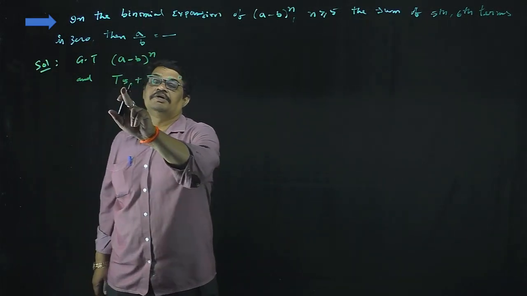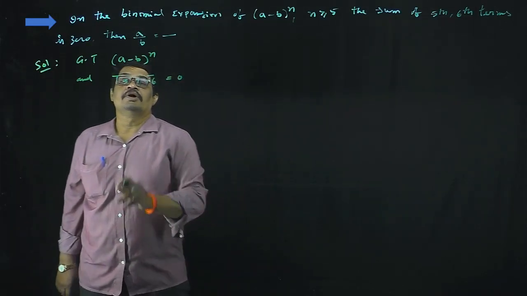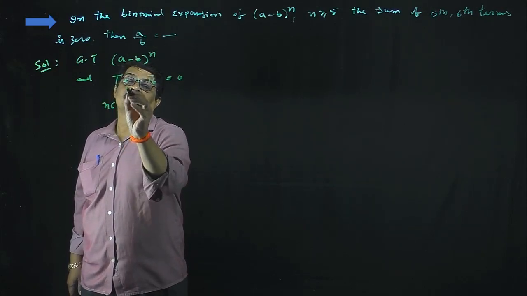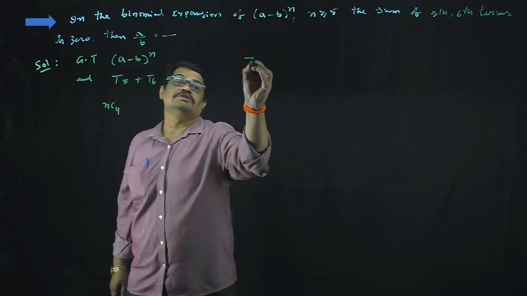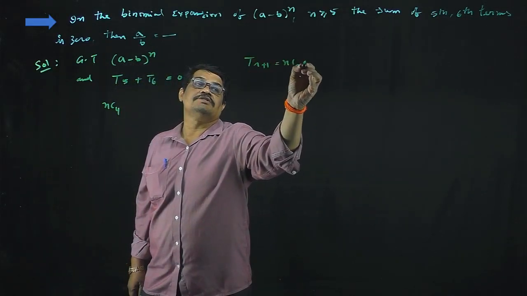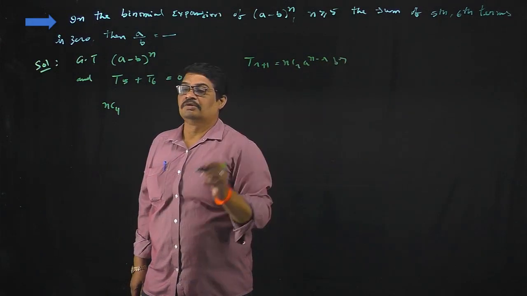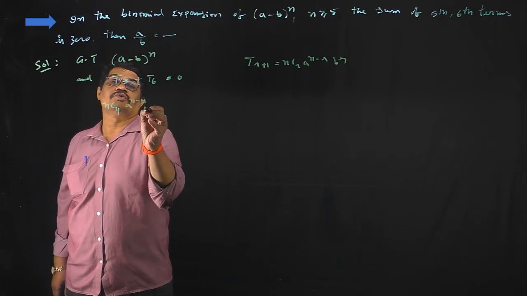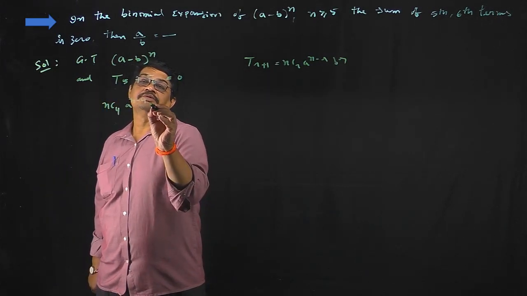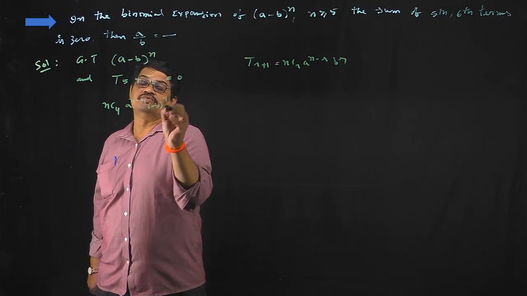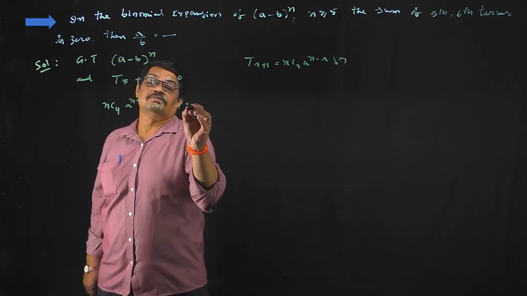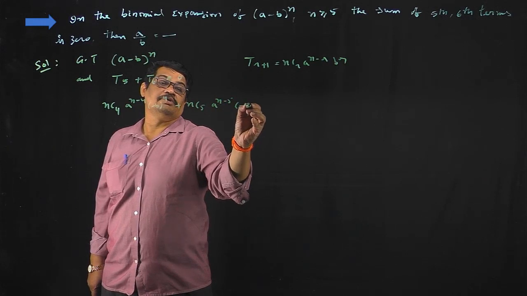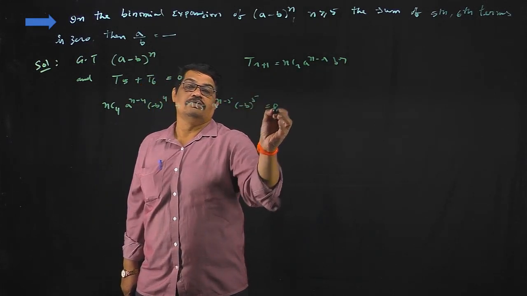Now, t5 plus t6 is 0. Now we are writing the fifth term, that is nC4. We take r as 4. The general term is t(r+1) equals nCr a power n minus r b power r. So here we take r is 4, into first term a to the power of n minus 4 and minus b to the power of 4. Next, the sixth term, that is nC5 a to the power of n minus 5 into minus b to the power of 5, is equal to 0.